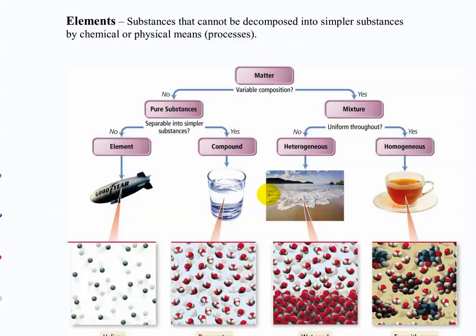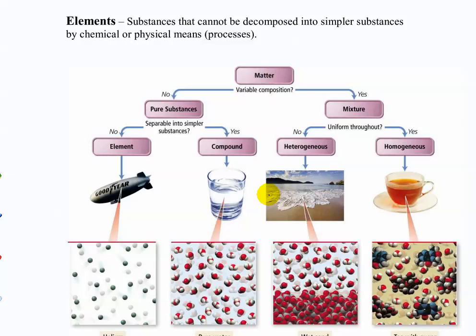So an element is something like helium. You can't turn helium into anything else. But you can take pure water and break it up into hydrogen and oxygen. So water is a compound, helium is an element. We move over to the mixture side. If it's uniform throughout, like some tea with sugar dissolved in it, that's homogeneous. It's made up of a bunch of different stuff, and you can separate the sugar out of the tea if you just let it evaporate. But it looks the same throughout, so it's homogeneous.